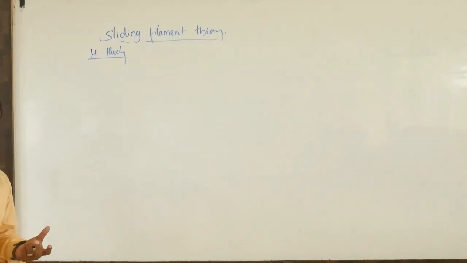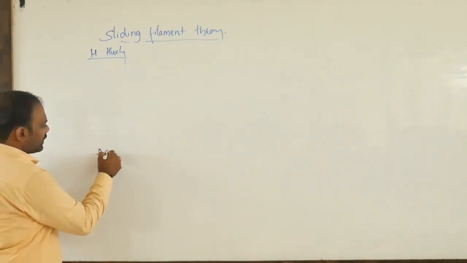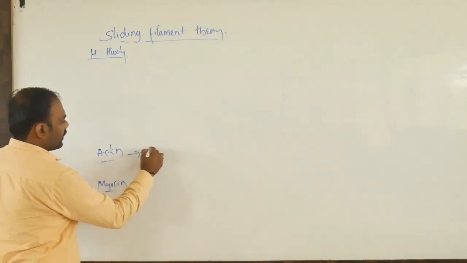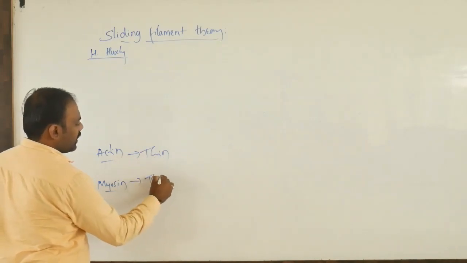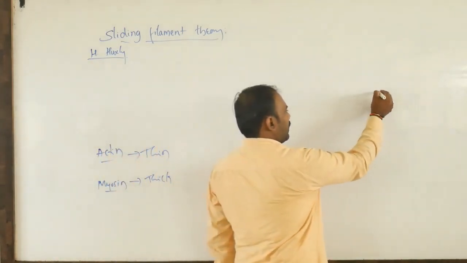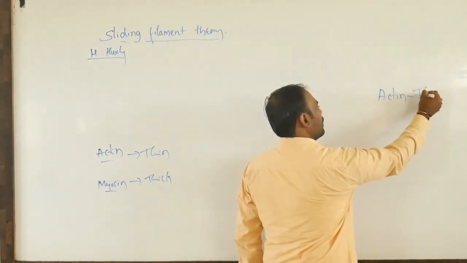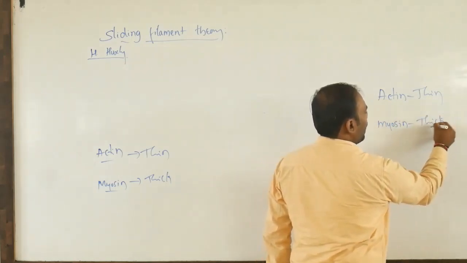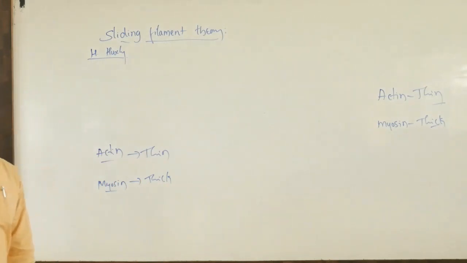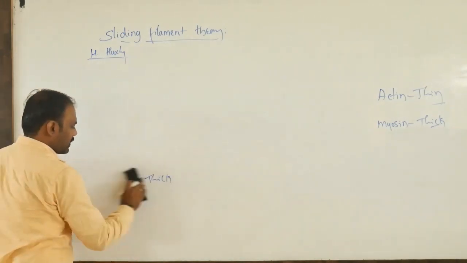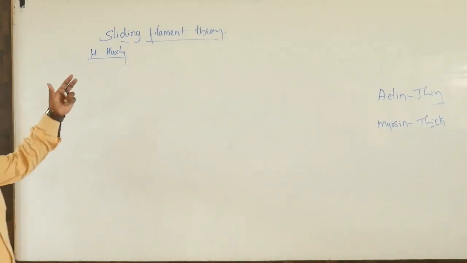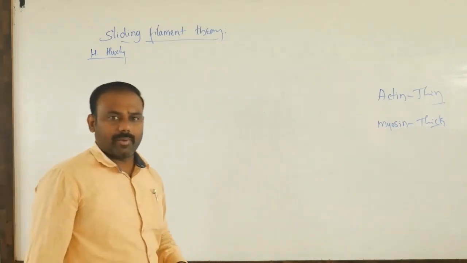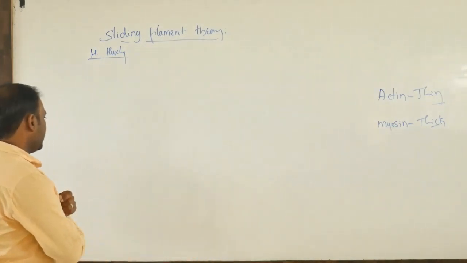See, in this, which is the thick filament and which is the thin filament? Here, when we write actin and myosin, actin is the thin filament and myosin is the thick filament. Remember, actin is a thin filament, myosin is a thick filament. Thick and thin filaments are present. According to my statement, the sliding filament theory refers to the thin filament overlapping or sliding over the thick filament.